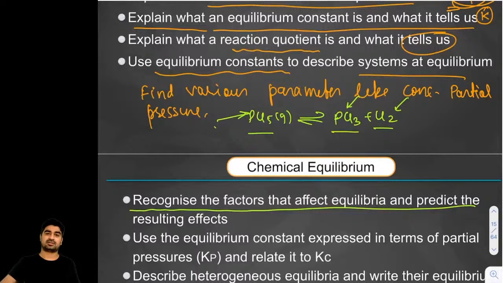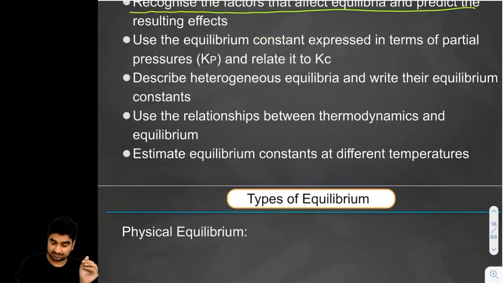These are all the factors which will tell you, guys, in which direction the reaction will move. What will be the impact of changing the concentration? What will be the impact of changing the temperature, partial pressure? So each and everything you guys are going to cover. After this, KP and KC I have already discussed. There will be a relationship between thermodynamics and equilibrium.